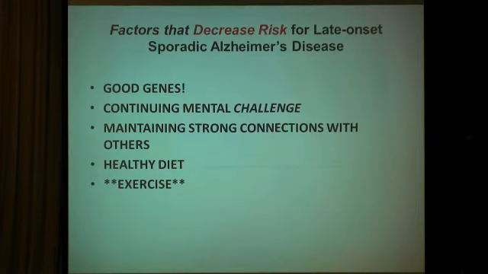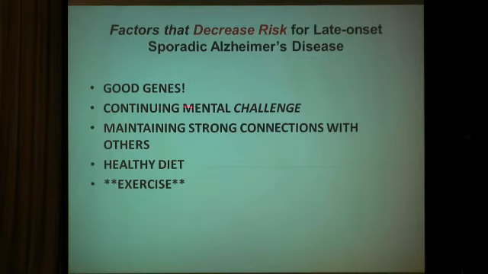You like that? Okay, this is why you came today. Okay, decreased risk. This is what we care about, and these have been shown by controlled studies. Good genes. Well, you can't really do anything about that. You know, that's over, guys. Okay, that was over a whole long time ago.